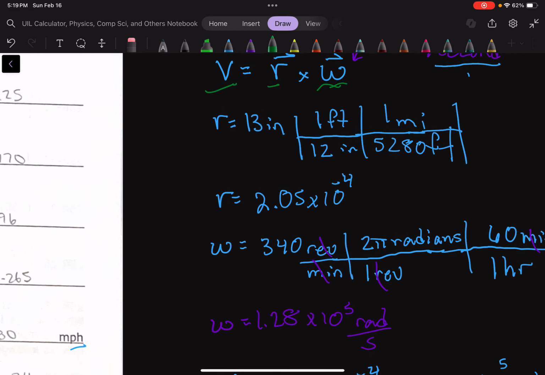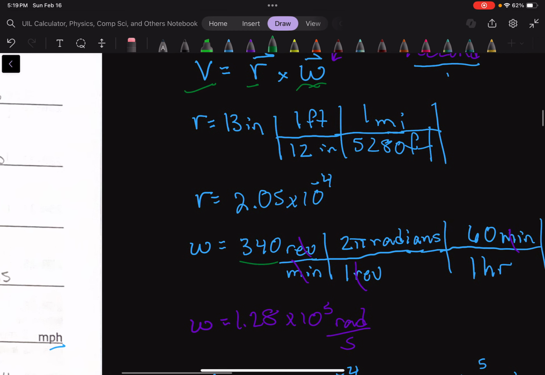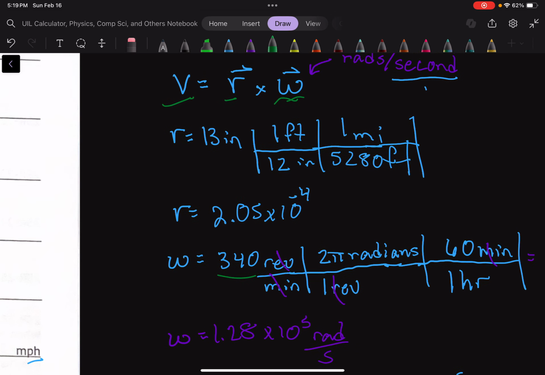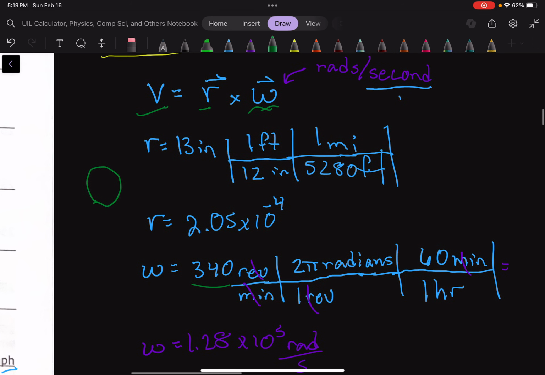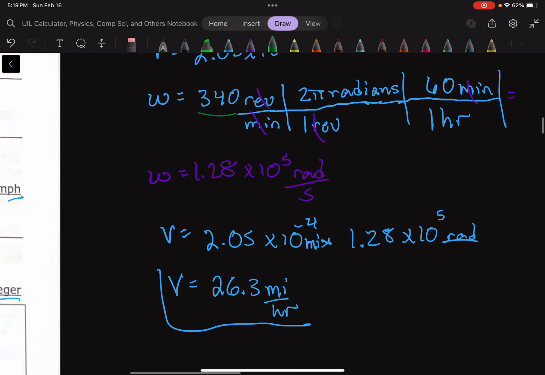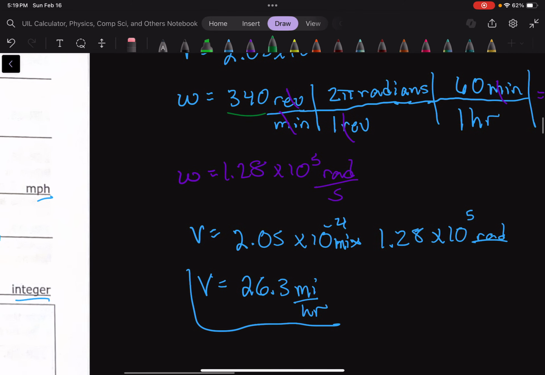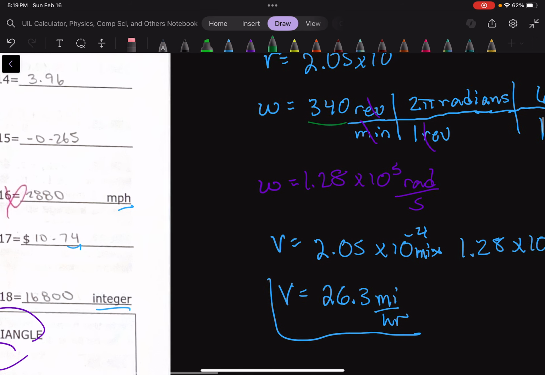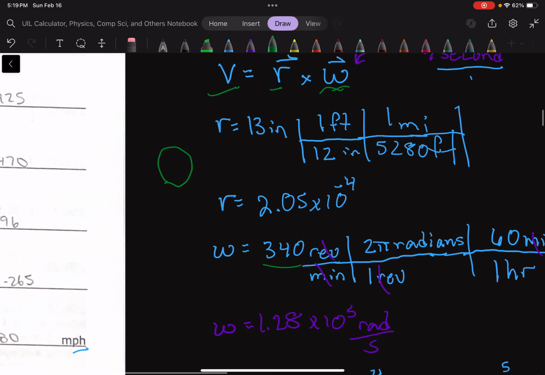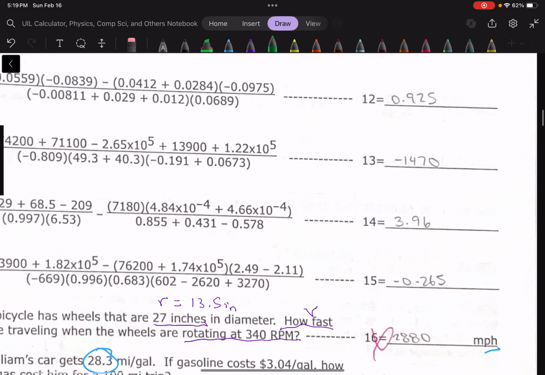Because they give us an angular velocity in revolutions per minute, we need to convert those revolutions into radians. Well, if we go around a circle, that's going to be 2 pi radians, and then we're going to convert the minutes to hours as well. Okay, so you take those numbers, and then you multiply them, and then you get your 26.3 miles per hour after you convert the radius into miles by dividing by 12 and 5280.